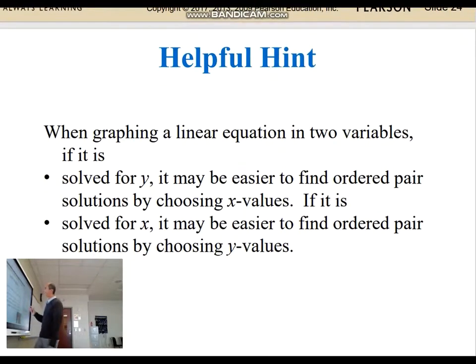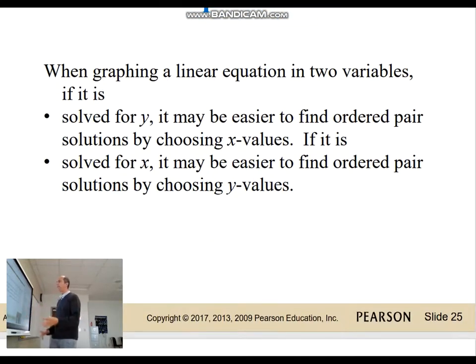Helpful hints. When graphing a linear equation in two variables, if it is solved for y, it may be easier to find ordered pair solutions by choosing x values. If it's solved for x, it might be easier to find ordered pair solutions by choosing y values.